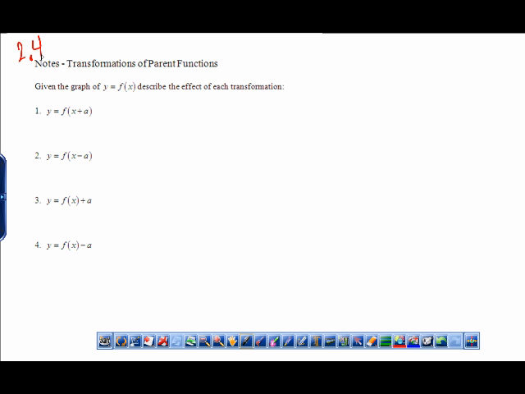So this is: given the graph of y equals f of x, describe the effect of each transformation. Many of these we've reviewed throughout the year, but let's make sure we understand everything. When you're adding a value to the x as the input, that is going to be left a. Minus a would be right a. Both of these fall under what we would call a horizontal shift. And if you remember, these are basically opposite of what you'd think. So plus a was to the left and minus a was to the right.